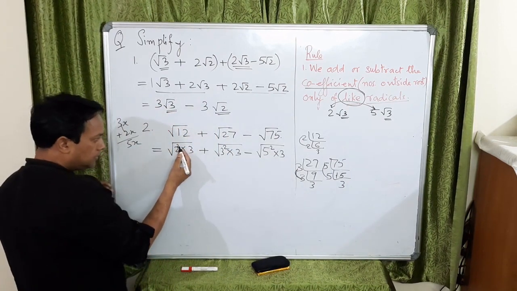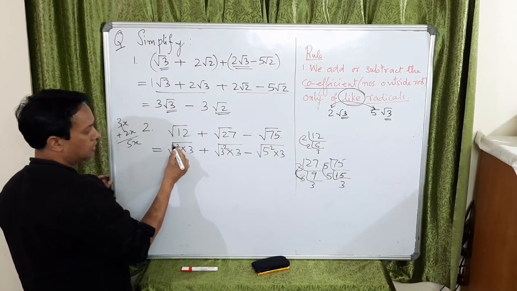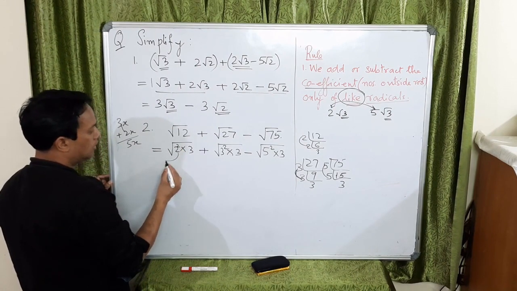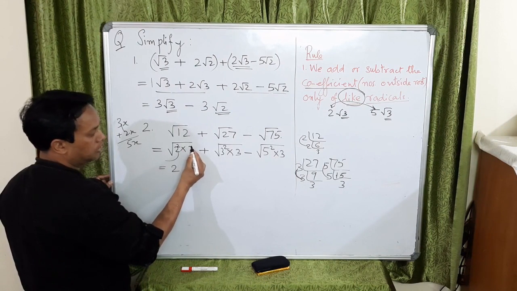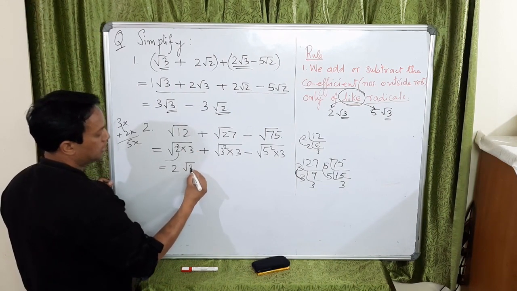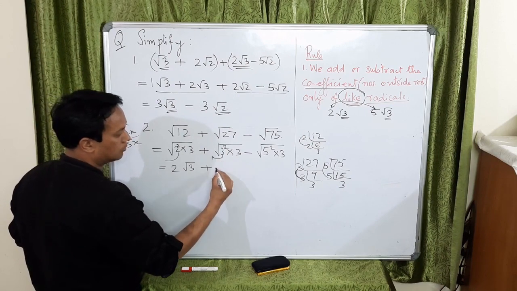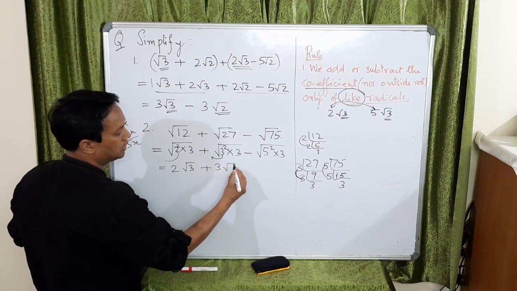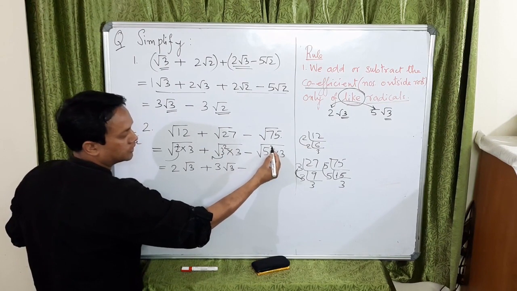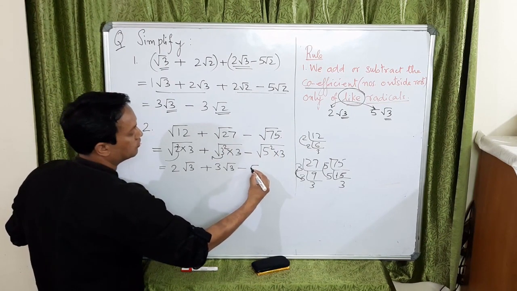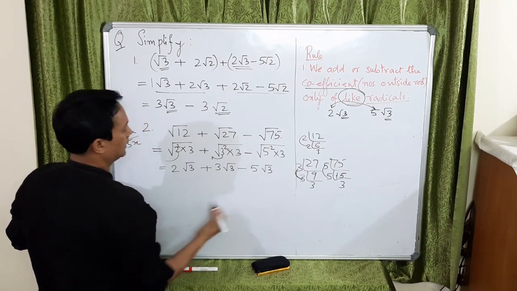Now, this number has a square, and we know square and square root cancel. So this 2 can come out. But this 3 doesn't have a square to cancel the square root, so it will remain inside. This square and square root will cancel, so this 3 can come out, and this 3 will remain inside. Here, this square and square root will cancel, so 5 will come out, 3 will be inside.